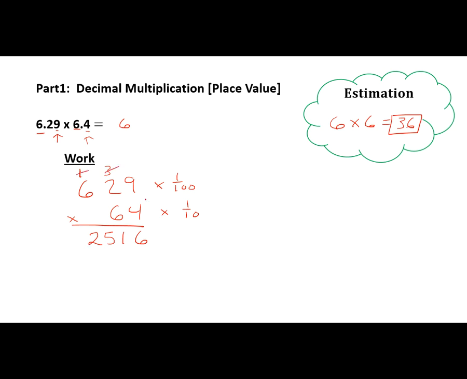Now let's move on to the next place value. 9 times 6 is 54. 9 times 60 is 540. Put the 500 over here. I'm now in the hundreds column. 2 times 6 is 12, plus 5 is 17 hundredths.